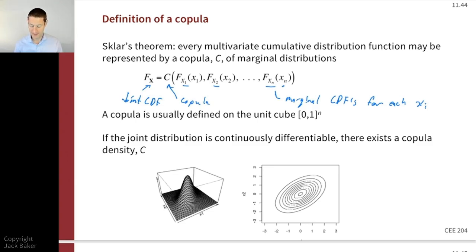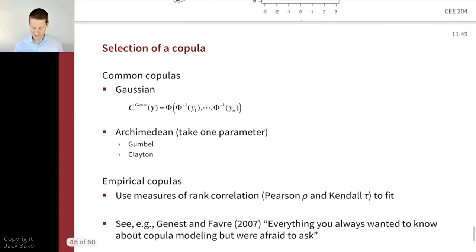These things are defined on the interval 0 to 1, but in n dimensions for the components that we want. And there's Sklar's theorem that says for any continuously differentiable joint distribution, you can come up with a C function. So it's possible to work through the C function if you can derive it. That's enough here, I think.